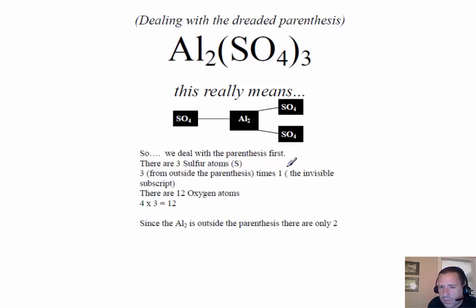So the rule is that when we have parentheses, we have to deal with that just like we do in math. Everything inside these parentheses is times this 3. So we deal with the parentheses first, and then we work our way out. So in this example, if we were to move from left to right, Al, the first thing we're going to ask is, is there a subscript?